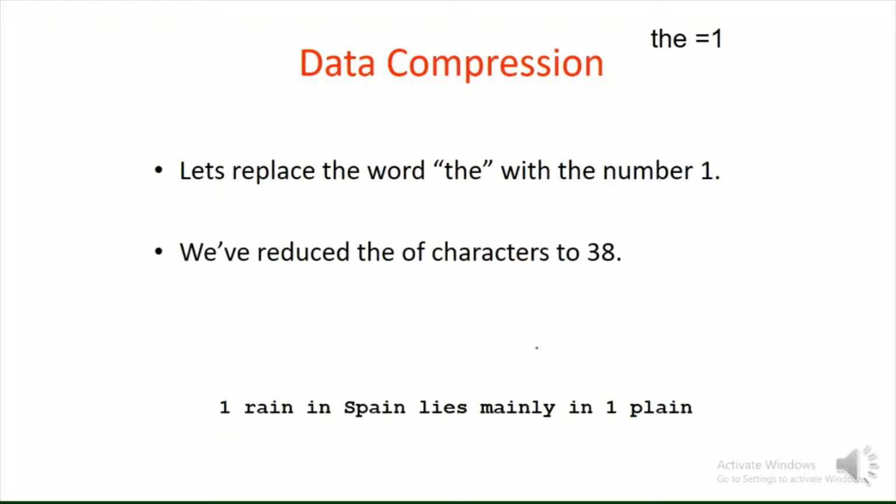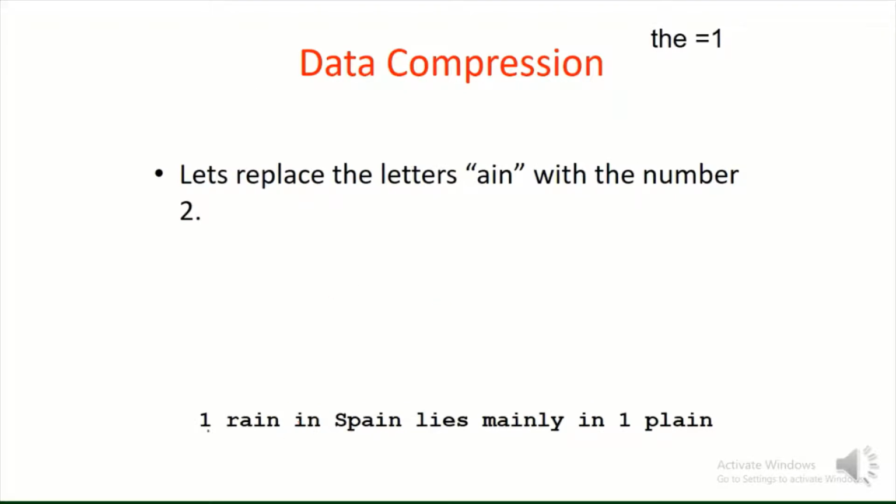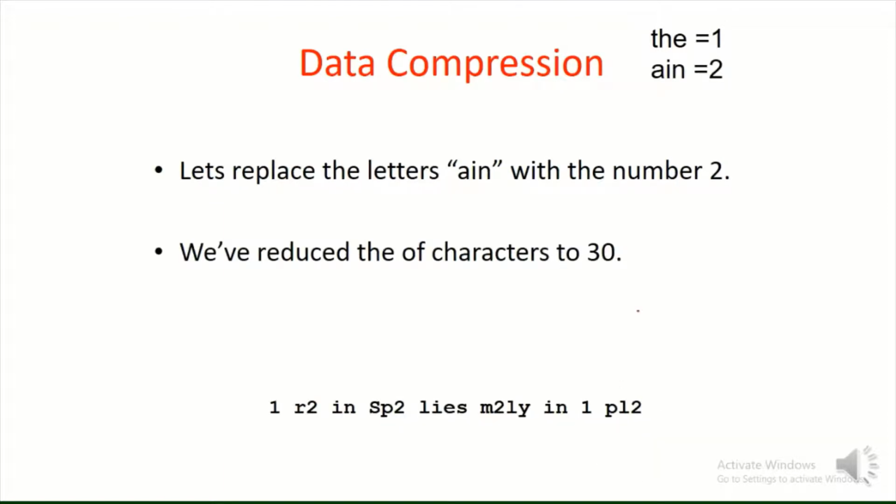Now when we count, the total number of characters comes down. Remember the original count when we started was 42. Now by replacing one word, the characters have come down. Now again find out which word is more frequent. "AIN" is the word which is more frequent, so we replace it with the number 2. This AIN, this AIN, this AIN, as you can see, will be replaced with the number 2. When we have done that, the number of characters becomes 30.